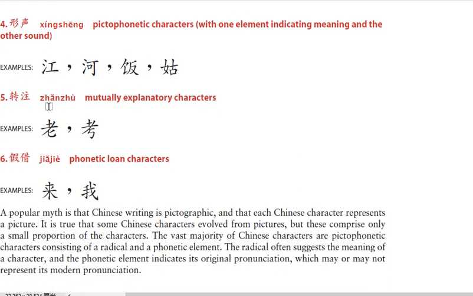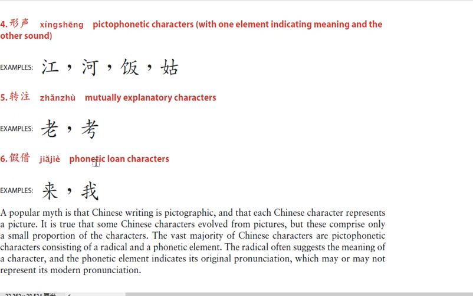Category 5 is called 转注, mutually explanatory characters. A long time ago, 老 and 考 could mutually explain each other. So those characters are called 转注. Actually, in China, we don't have a lot of those characters in modern days. Probably in the old days, in tradition, we had them, but in modern days, we don't have a lot of those. And number 6 is called 假借.